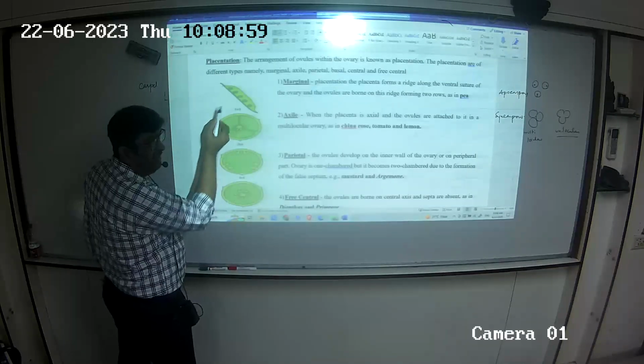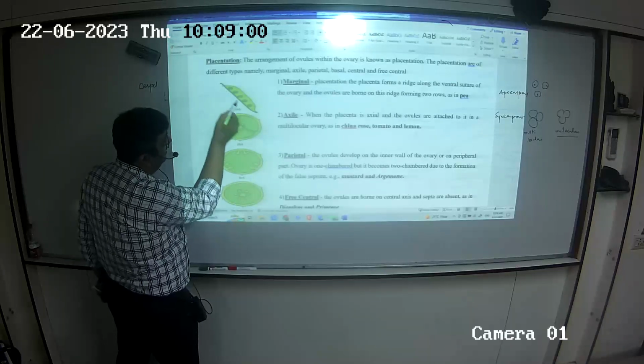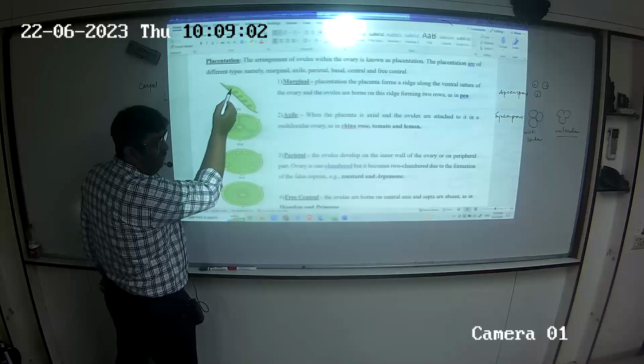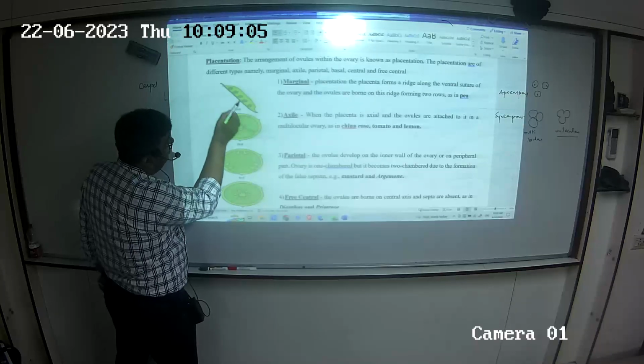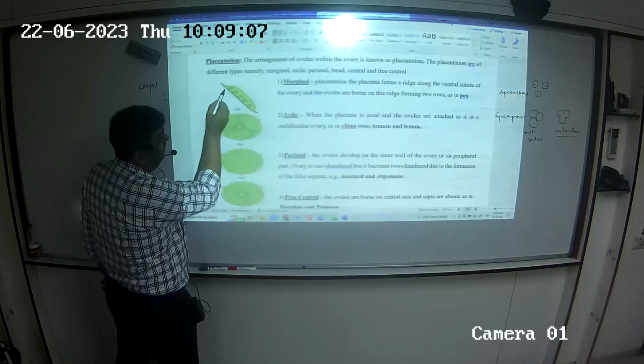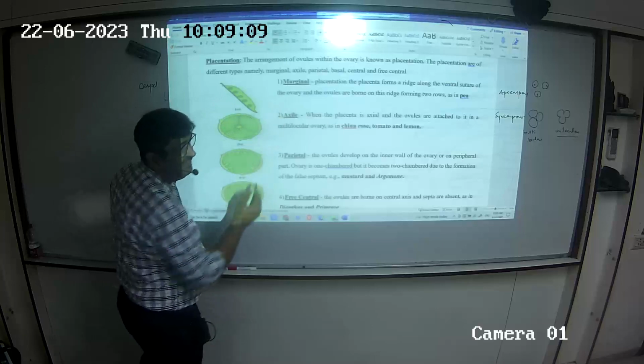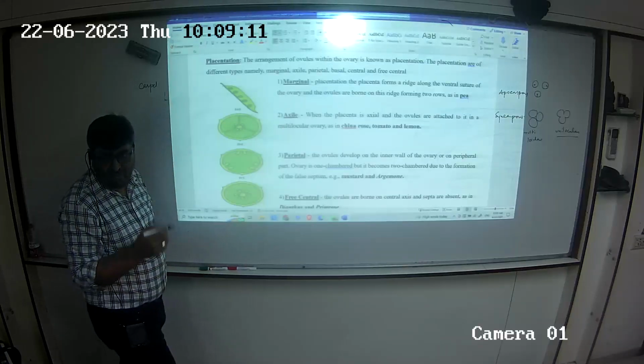We find the pea, the seed, is attached at this margin. So this is nothing but ovule. And is the ovule always attached to placenta? So where is the placenta? Is the placenta on the margin? Yes. The placenta is on the margin.